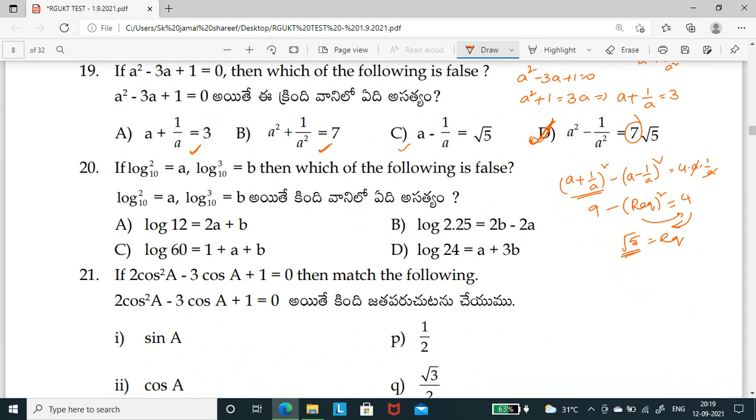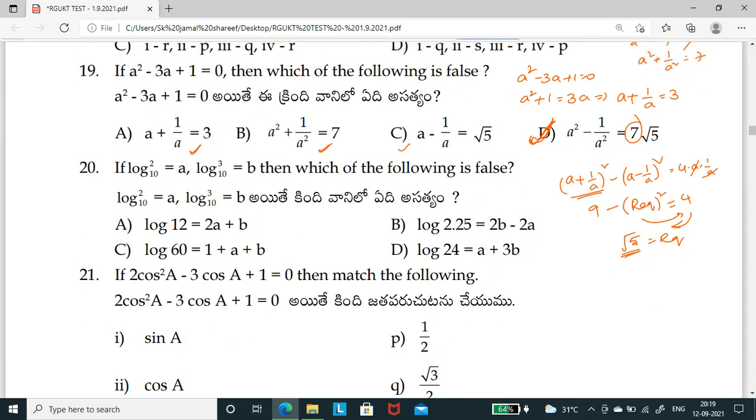Next, log 2 base 10 is equal to a and log 3 base 10 is equal to b. Then which of the following is false? So it's asking which of the following is false, right? So I'm simply going with the options. What am I going to get? 2 times of a plus b, so 2 into log 2 to the base 10 plus b, which means log 3 to the base 10. Now 2 if I take here, it becomes 2 square, which is nothing but 4. 4 3s are 12. So option A is correct.